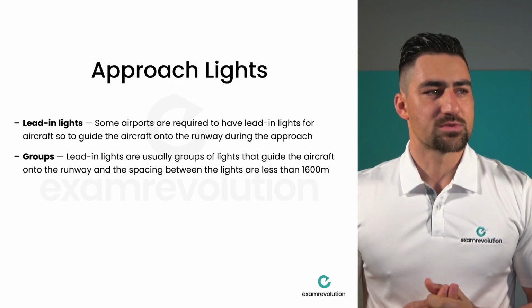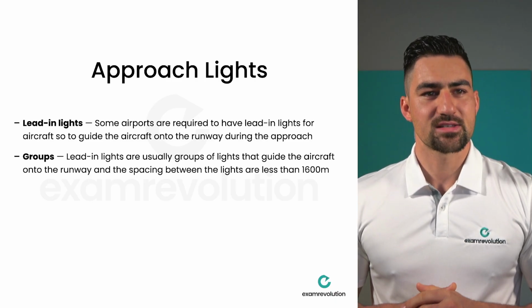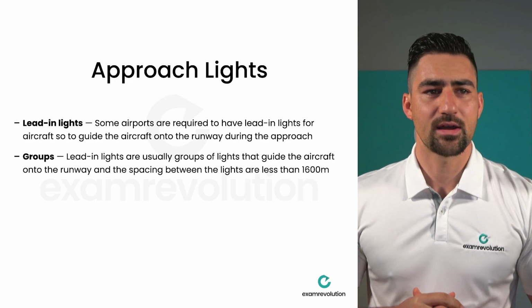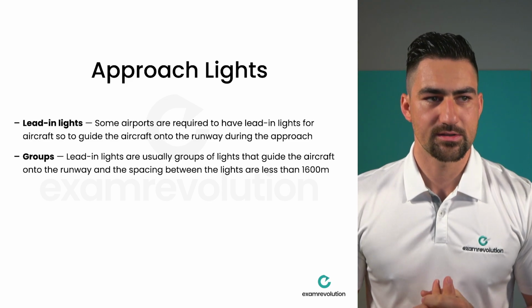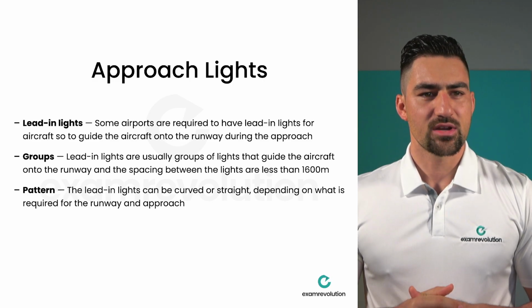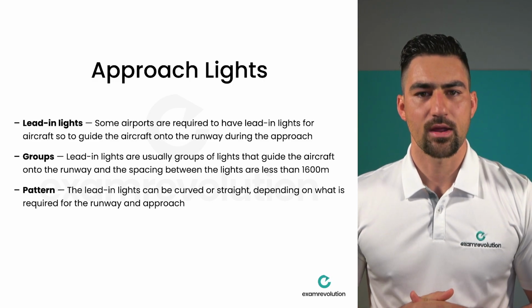Now, it comes in groups. Lead-in lights are usually groups of lights that guide the aircraft onto the runway, and the spacing between the lights is less than 1,600 meters. Okay. Then the pattern, the lead-in lights can be curved or straight depending on what is required for the runway and the approach.